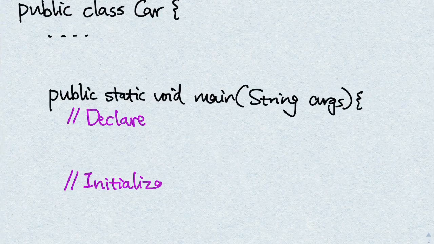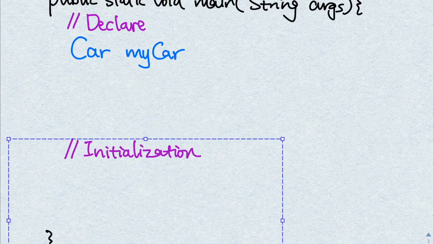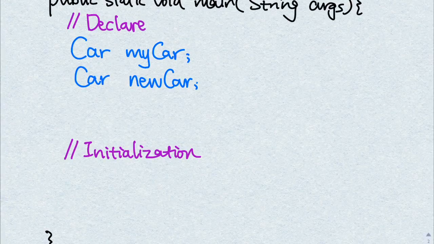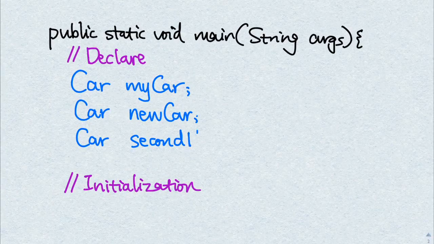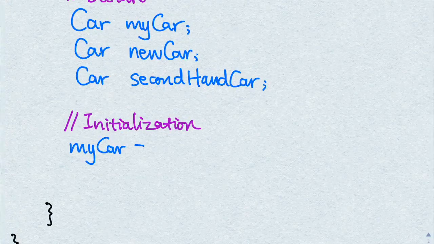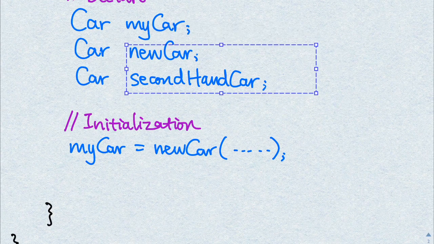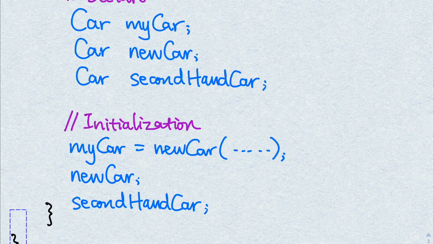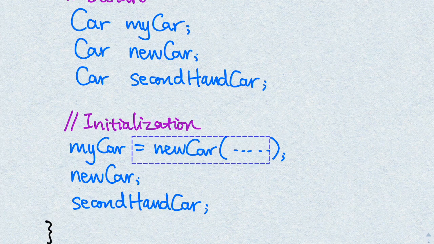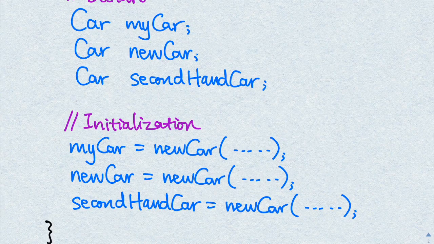After that, we are going to talk about declaration and initialization. Declaration is the process to declare something. For example, we declare the objects myCar, newCar and secondHandCar in the way of Car myCar, Car newCar and Car secondHandCar. After declaring these objects of cars, we are going to initialize them, which is the process of initialization. We are creating these car objects in the class using the keyword new. For example, we use myCar is new Car, newCar is new Car, and secondHandCar is new Car.